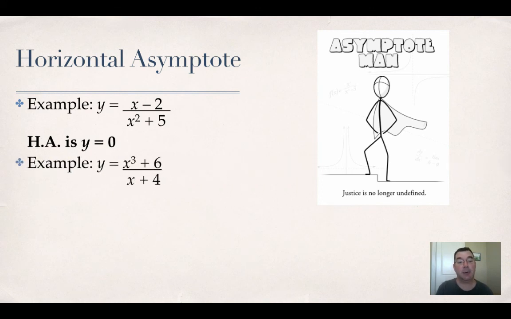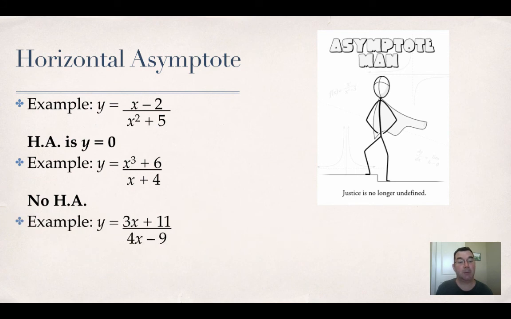In the second example, I have a degree of 3 on the top because I have an x cubed. I have a degree of 1 on the bottom because all I have is an x to the 1. So the degree on top is now higher than the degree on the bottom, so I do not have a horizontal asymptote. I could have something worse, but we're not dealing with that.